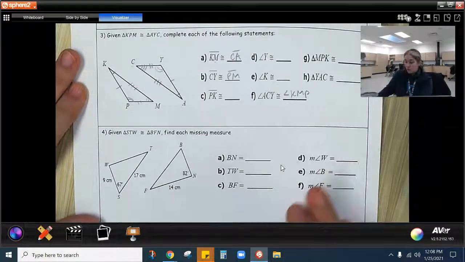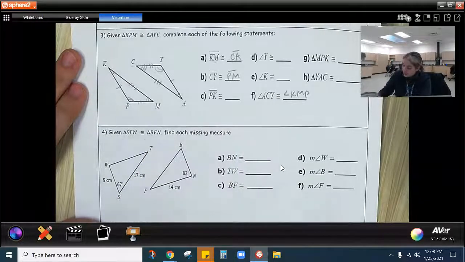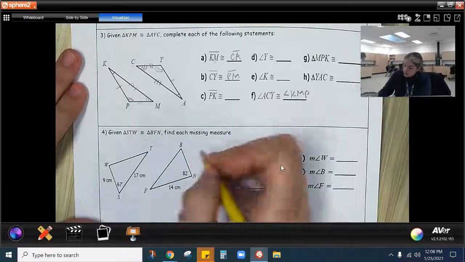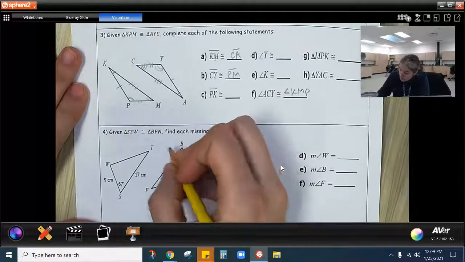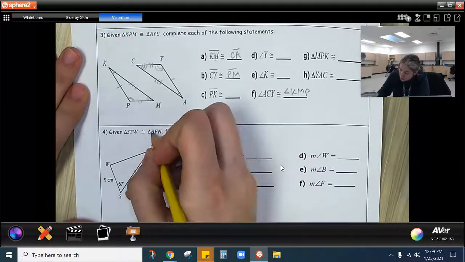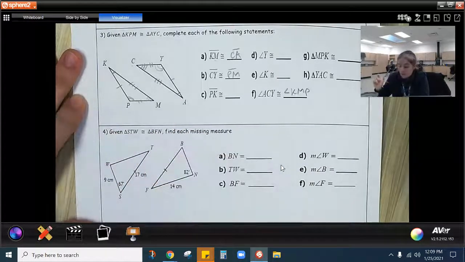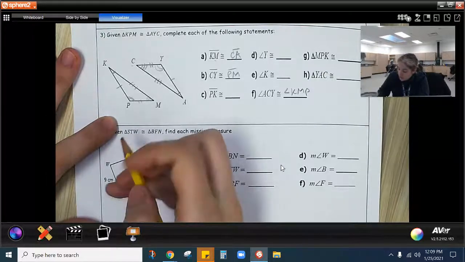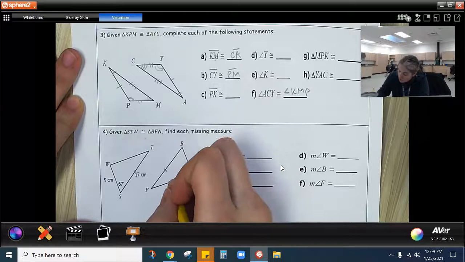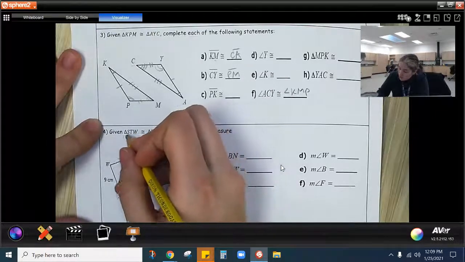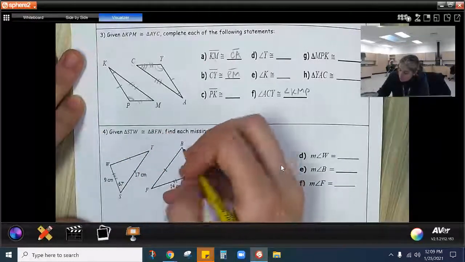All right, for this one down here, we know that triangle STW is congruent to triangle BFN. All right, BFN. So that means that BF corresponds to ST, because those are both the first 2 letters, right? So they're in the same order. Then TW comes next, and TW corresponds to FN. And then we have SW is going to get my 3 little tick marks, which corresponds to BN.